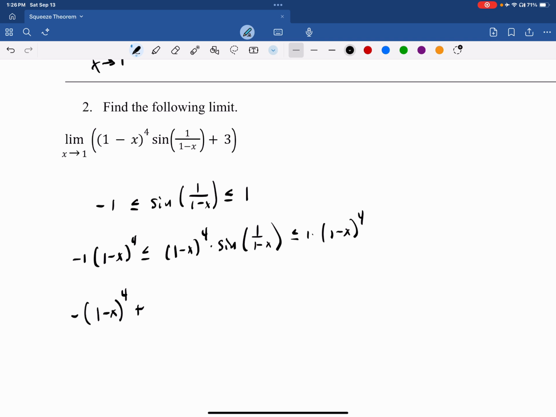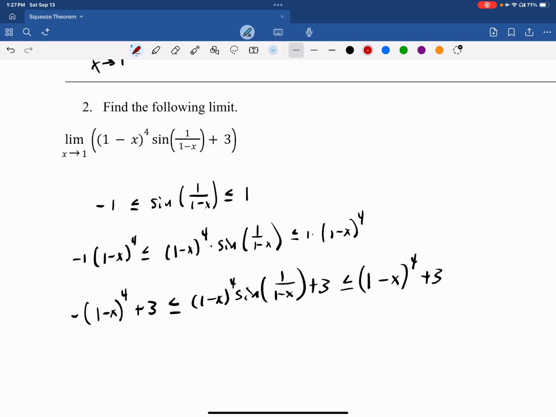I'm just going to add 3 to the left-hand side of the inequality. Well, I can do that as long as I take the middle of the inequality, which is the quantity 1 minus x raised to the fourth, times sine of 1 over 1 minus x. I have to add 3 there. And then I also have to add 3 to the right-hand side of the inequality. So I'd have 1 minus x raised to the fourth, and I'm going to add 3 there.